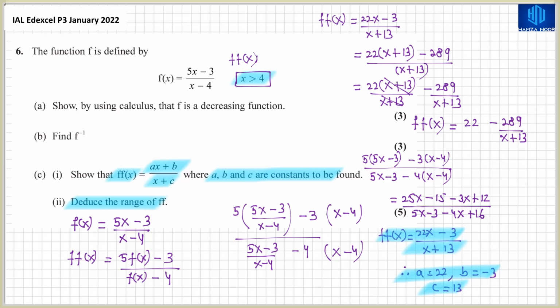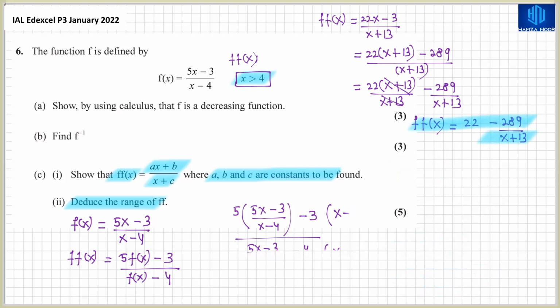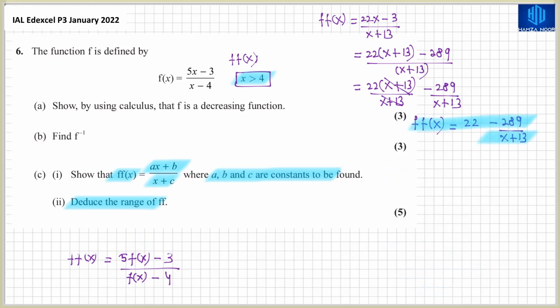All right. Now we have obtained the composed function f of f x in a mixed fraction form. I'm going to erase the earlier working and make a sketch, and then we will be able to find the range of this composed function f of f x. As we know, this function would be undefined when x is equal to minus 13, which means that x equals minus 13 would be a vertical asymptote.